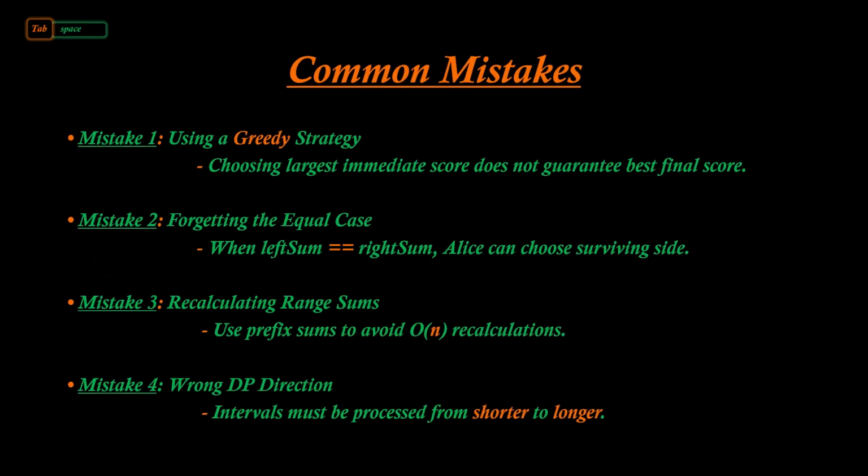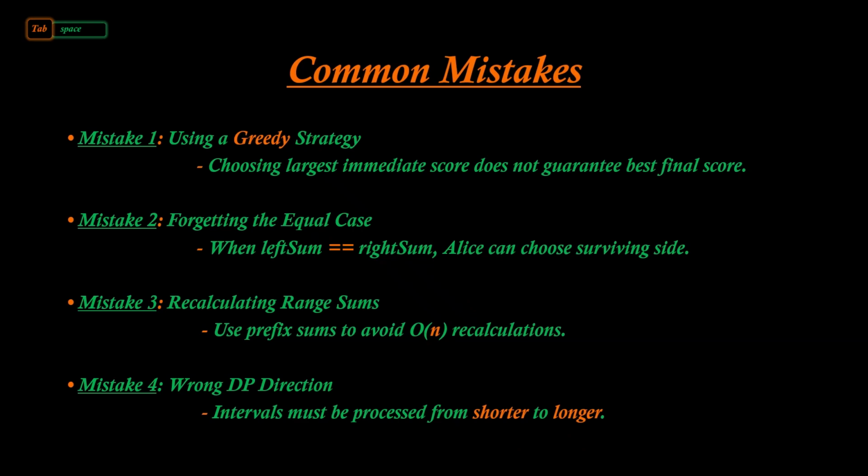Let's discuss some common mistakes. The first mistake is trying to solve the problem greedily. A split with the best immediate score might not produce the best final score. The second mistake is forgetting the equal sum case. When both sides have the same sum, Alice can choose the side that survives.